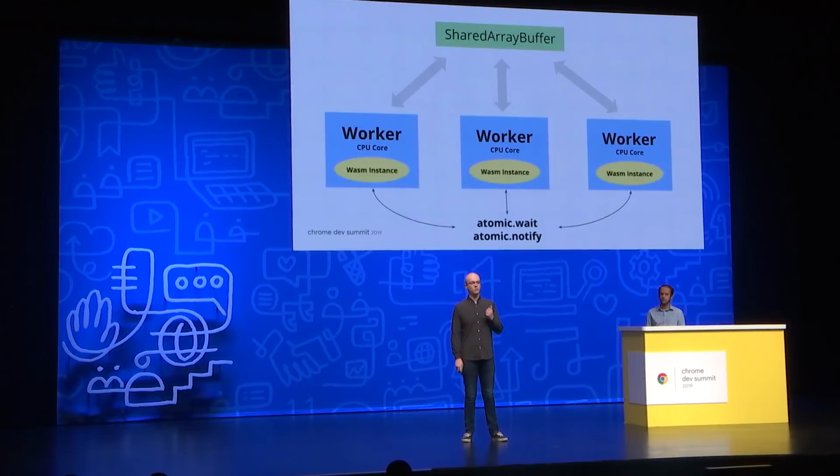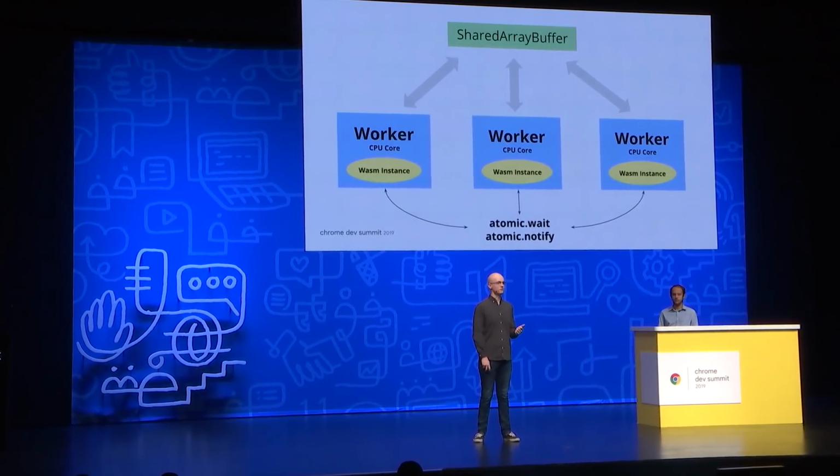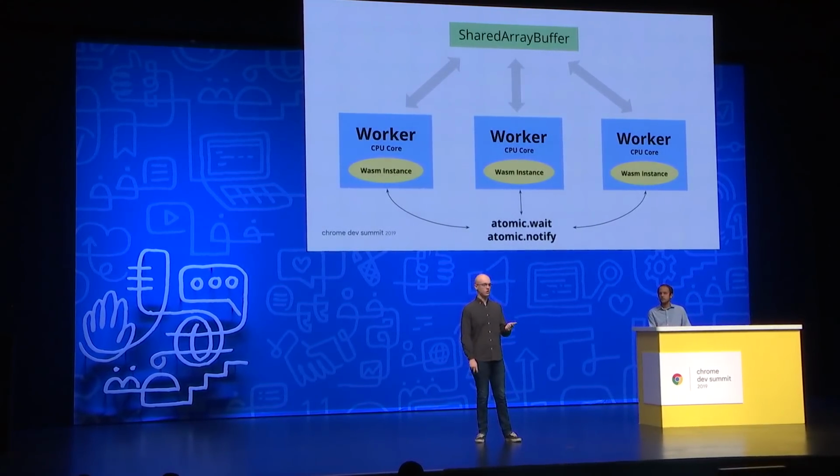WebAssembly Threads work by relying on three specific things: web workers, SharedArrayBuffer, and atomic operations. Web workers allow WebAssembly to run on different CPU cores. Then SharedArrayBuffer allows WebAssembly to operate on the same piece of memory. Lastly, atomic operations, specifically atomic.wait and atomic.notify, let you synchronize your WebAssembly so that things happen in the right order.